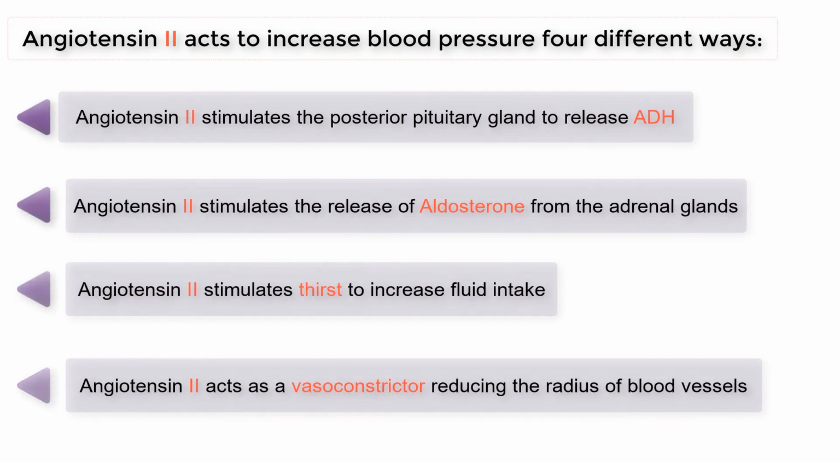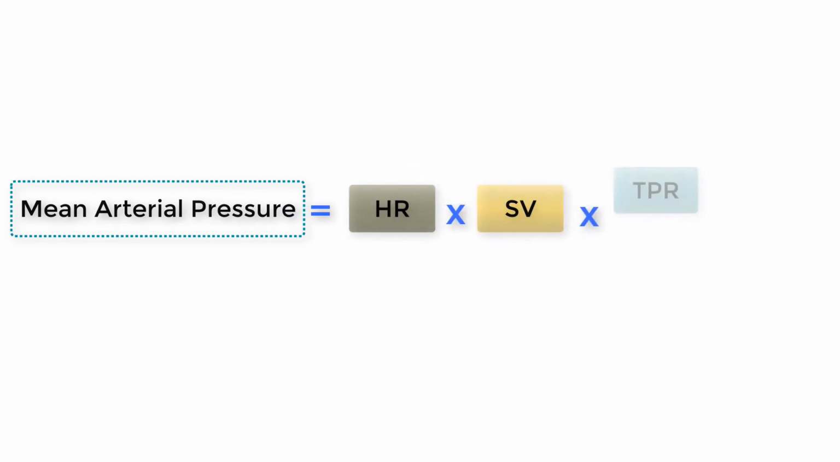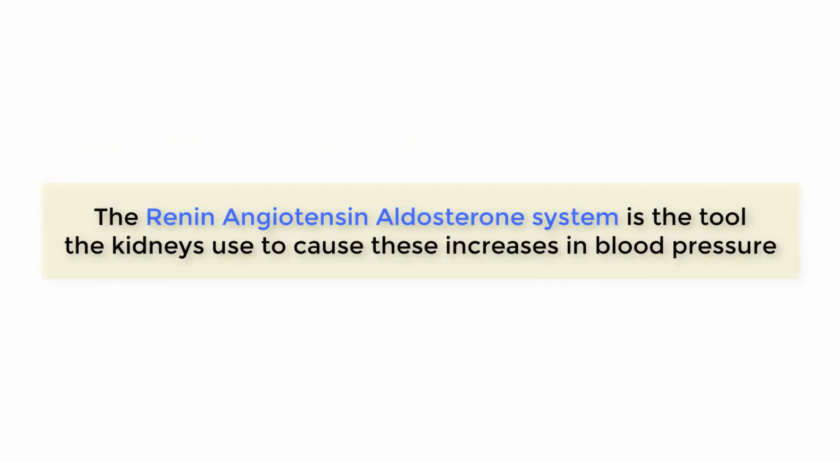3 out of the 4 mechanisms involve increasing plasma volume as a means of increasing blood pressure. One of the mechanisms involves increasing resistance to blood flow, which increases blood pressure. Thus, if we remember the formula for blood pressure, the kidneys are able to increase blood pressure through increases in stroke volume from increasing plasma volume, and the kidneys are able to increase blood pressure by increasing total peripheral resistance through vasoconstriction. The renin angiotensin aldosterone system is the tool the kidneys use to cause these increases in blood pressure.